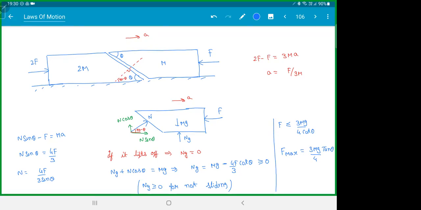Any doubts on this? Next one. Turn the page. Neil, clear? Arjun, Udayan, clear? Rehan. Next one.